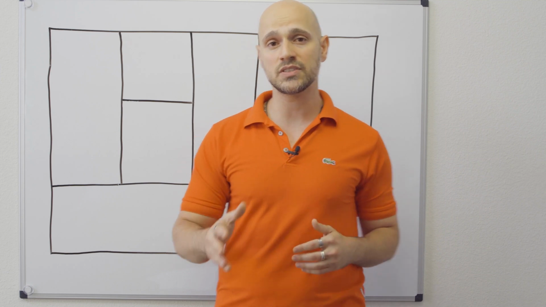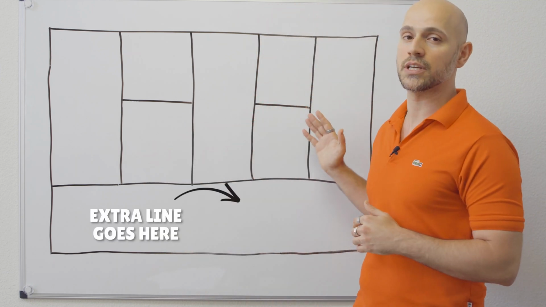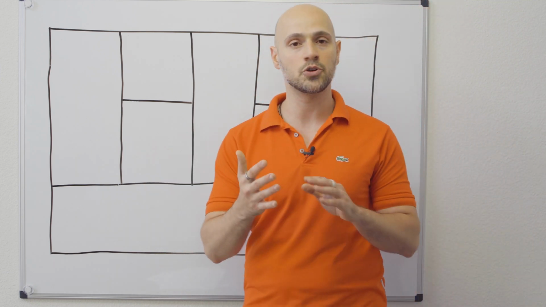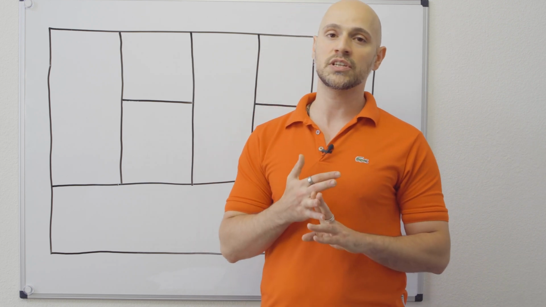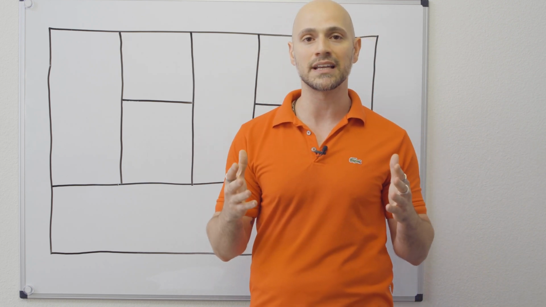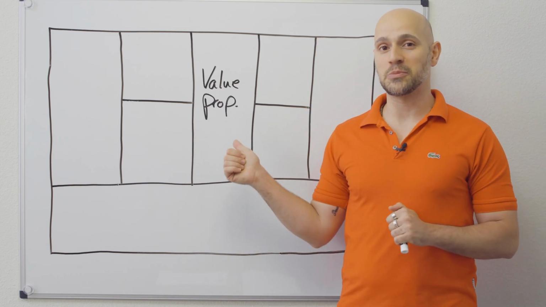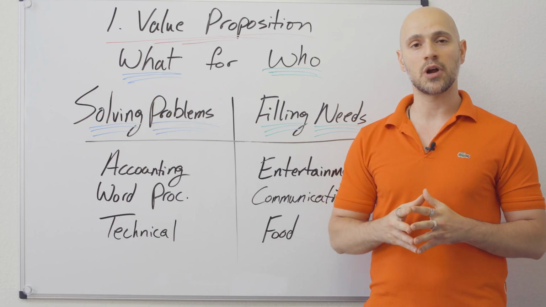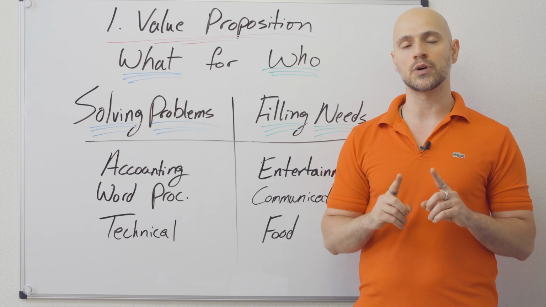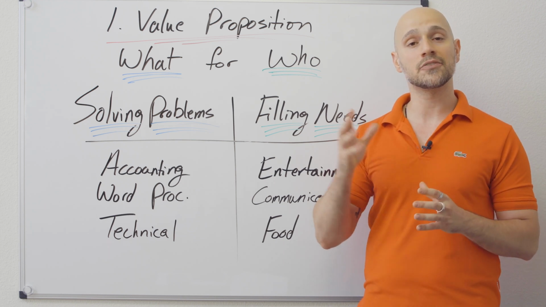All right, so as you can see, there are 9 boxes associated with a business model canvas. And whether you're a solopreneur, or you're leading a small team, or you're the executive of a large company, all of these apply to you. The first box is your value proposition. As you're coming up with your value proposition, you need to be answering one major question: what are you building and for who?